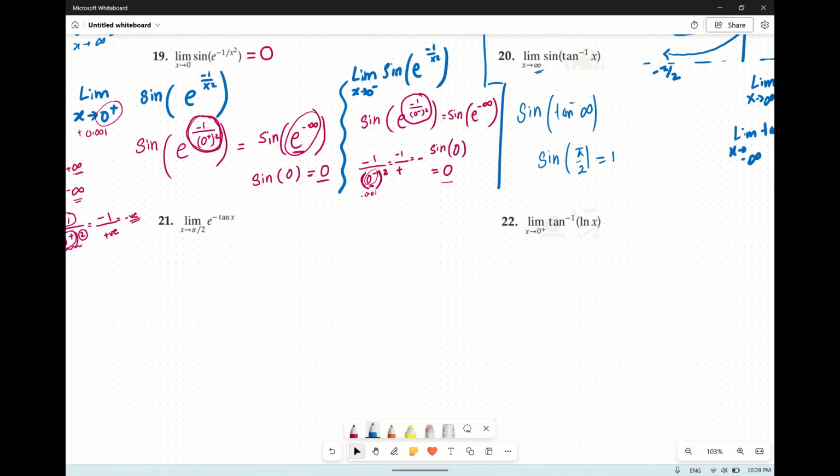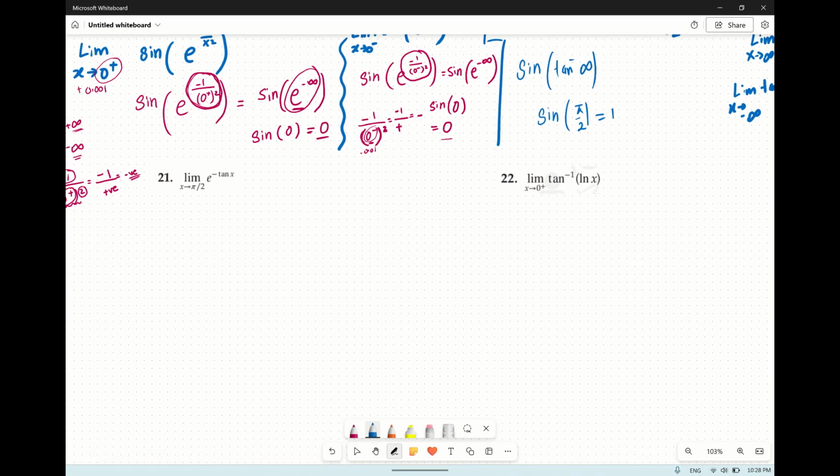Now we come to question number 21. Again, they said limit as x approaches pi over 2. They did not say from right, they did not say from left. So what does this mean? I need to check myself. So x approaches pi over 2 from right. We will do this one first, for e power negative tan x.